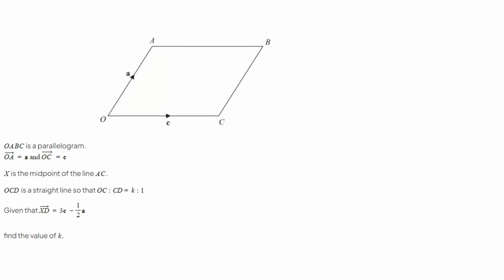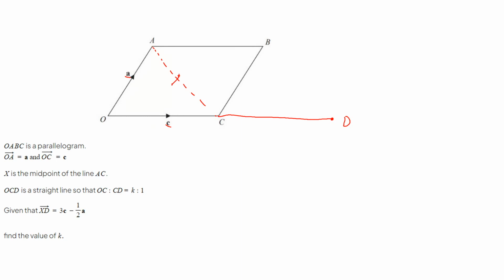So OABC is a parallelogram. We're told OA is A, OC is C. X is a midpoint on the line AC. So here, we'll call it X right there. OCD is a straight line such that OC to CD is in the ratio K to 1. So if I put D here, right, this is going to be D.